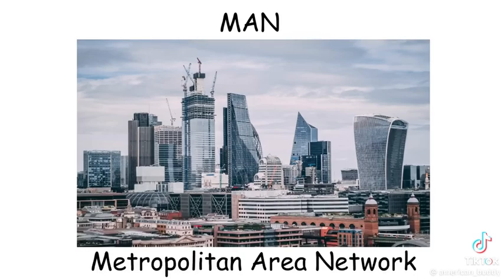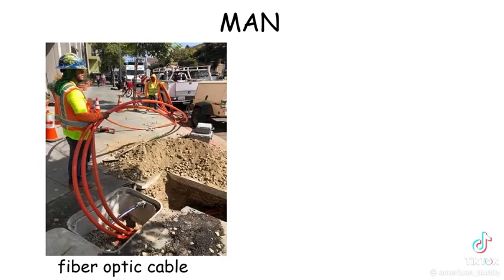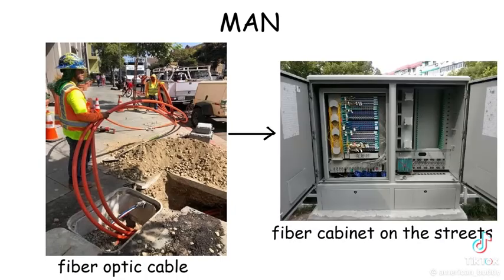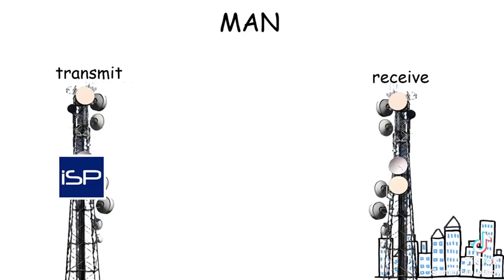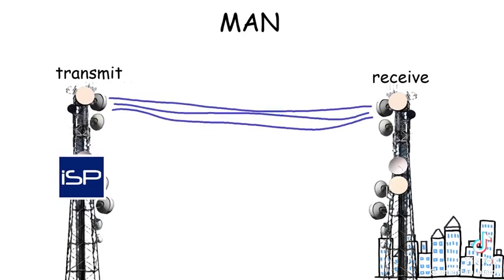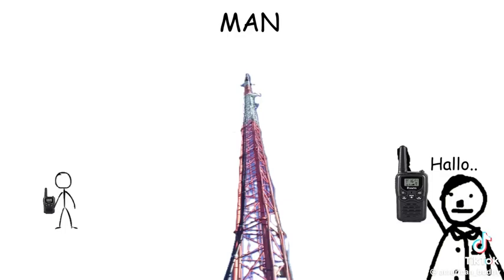MAN. A metropolitan area network, or MAN, is a network that has a span over a large area like an entire city. Typically, it uses high-speed connections like underground fiber optic cables to distribute internet to homes, or microwave radio links between towers that wirelessly beam internet across distances, and also wireless communication like walkie-talkies that are transmitted from a radio repeater tower.